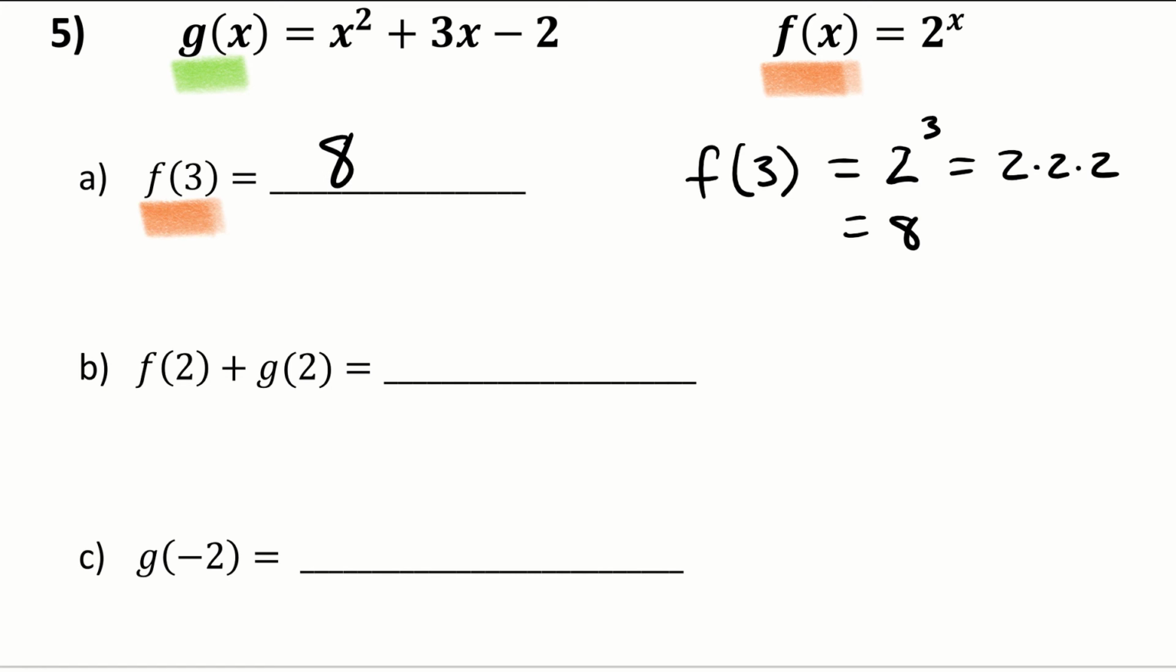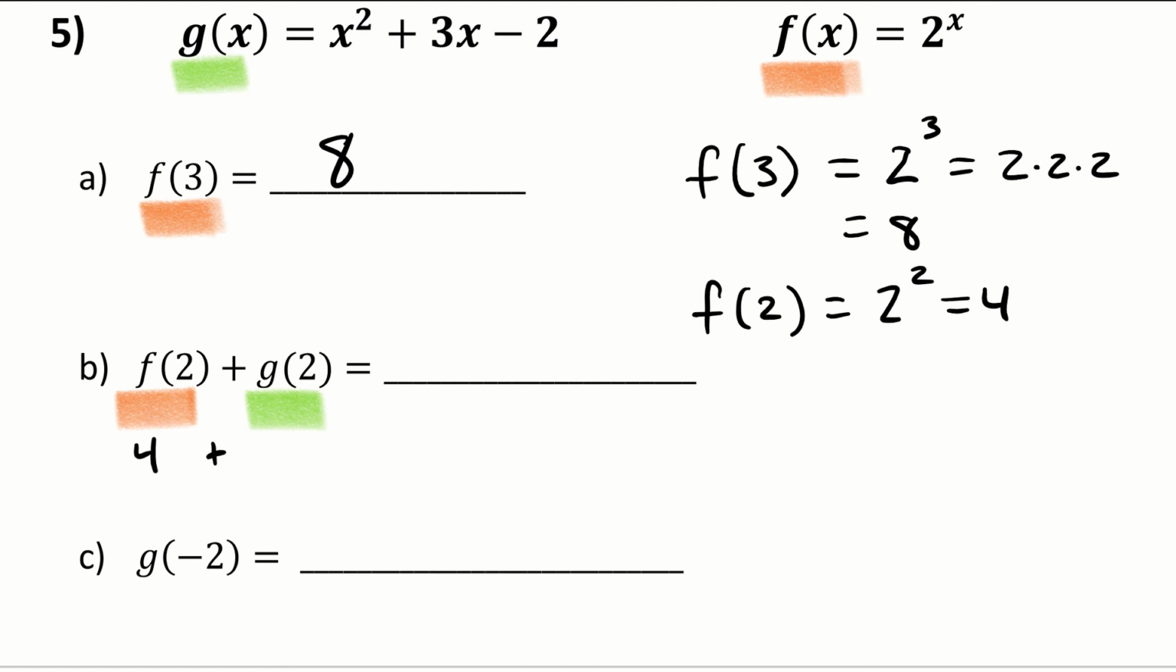The next problem, rather, uses both functions. It says, first of all, figure out what f of 2 is, and then figure out what g of 2 is, and then combine those two values using addition. So same thing, I'm going to go ahead and take the function f, and this time I'm going to give it the input value of 2. When I do that, I get 2 raised to the second power, which is 4. So part of my answer is going to be 4.